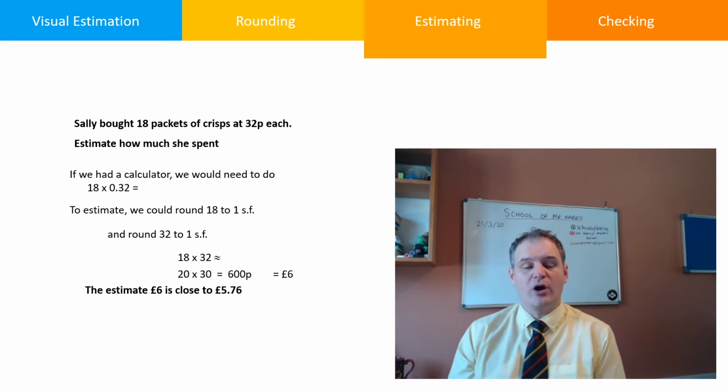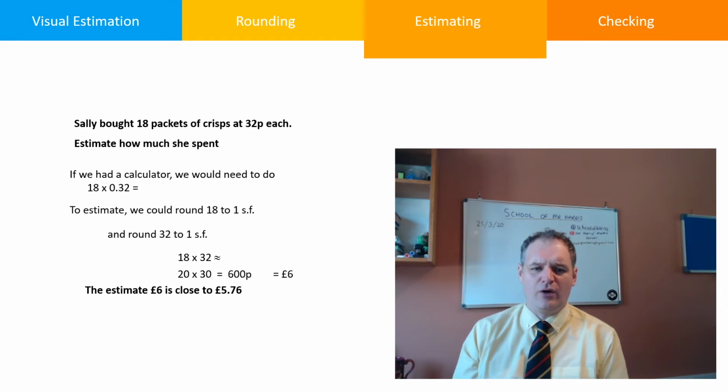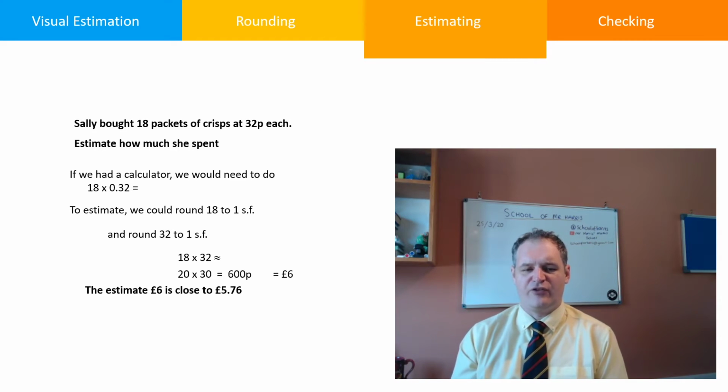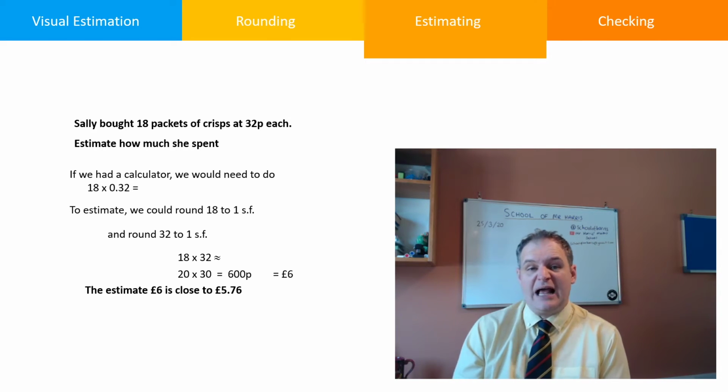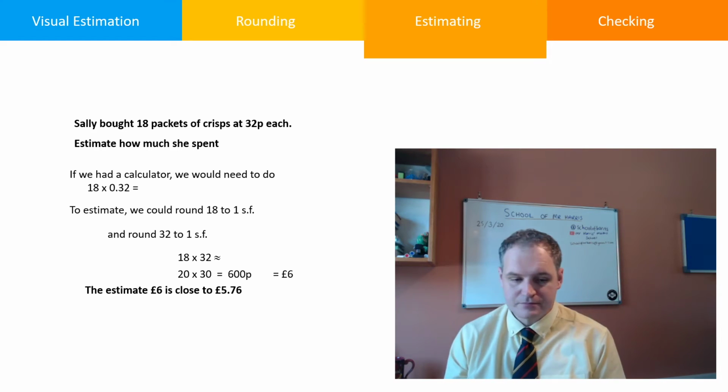Practically, if we were going around the supermarket and I wanted to make sure that I wasn't overspending, and I had, say, a £20 note, I know that I've got plenty of money for this £5.76. £6 is a perfectly legitimate estimate for that amount of money. So that is why it's reasonable.